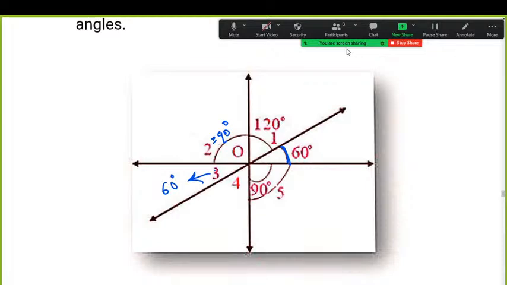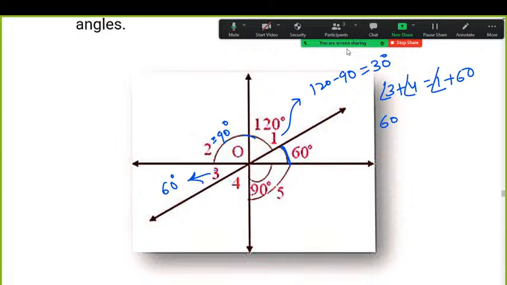This entire value is given to be 120. That's why this 1 should be how much? 120 minus 90, that is 30. We got the value of 1, we got the value of 2, and the value of 3 is 60. We know the value of angles 3 and 4 must be 1 plus 60, and the value of 3 is 60. The value of 4 we need to figure out. The value of 1 we have just figured out is 30, and that is why, here 60 can be cancelled, angle 4 should be 30.